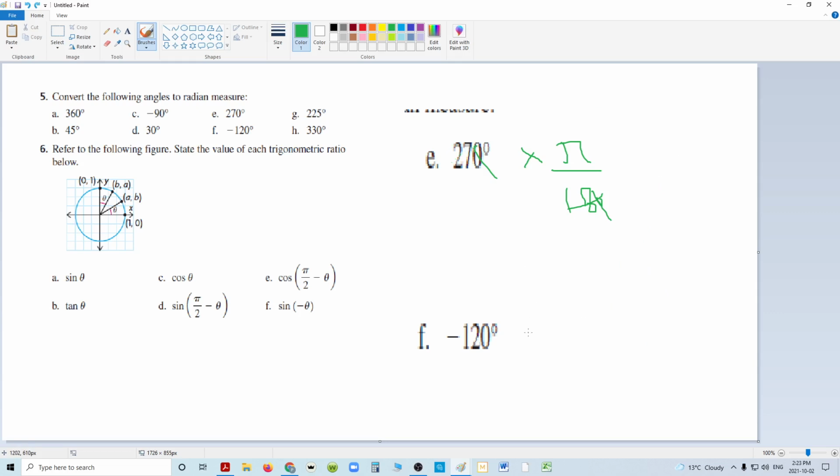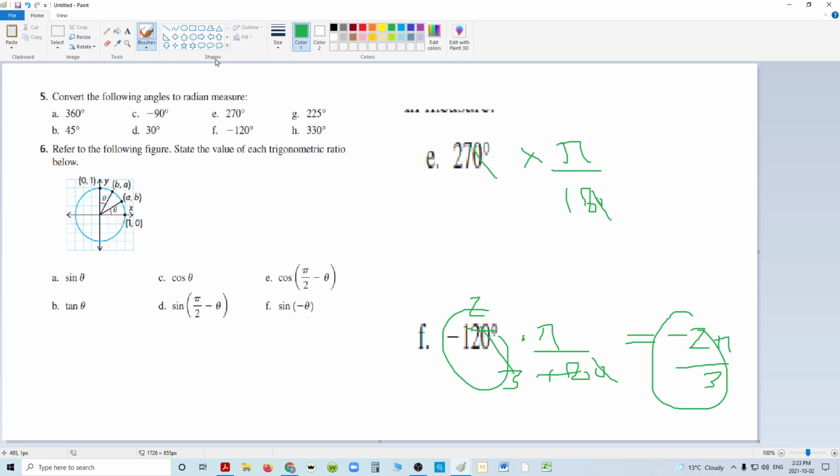What about minus 120? Same thing. We're multiplying by pi over 180. We can knock off the zeros. Both of these can be divided by 6. This becomes a 3, this becomes a 2, which means we get minus 2 pi over 3. So minus 120 is minus 2 over 3 pi in radians.